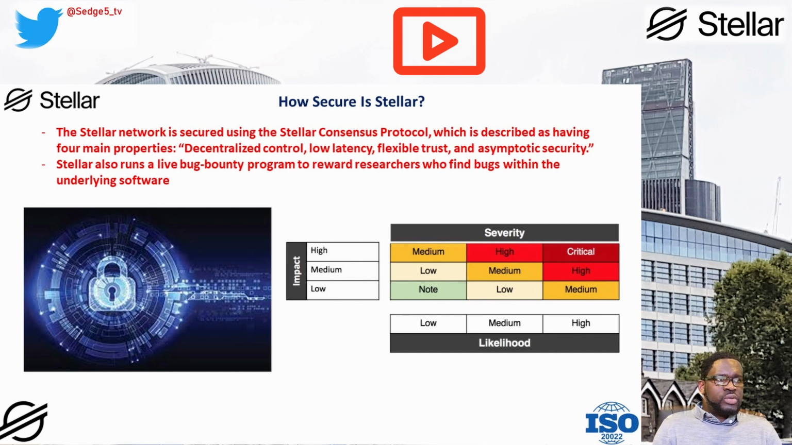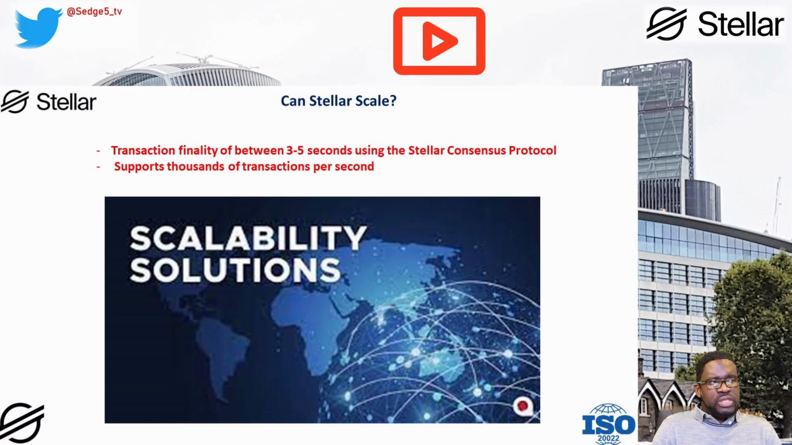As far as scalability is concerned, with a transaction finality of between 3 to 5 seconds using the Stellar Consensus Protocol and supporting thousands of transactions per second, Stellar is among some of the fastest blockchains out there. Think of Ripple, obviously, because it's a fork of Ripple. And because Stellar uses anchors, which are trusted entities, increasing throughput is not necessarily an issue when additional capacity to issue credits is required. Now, on to interoperability.